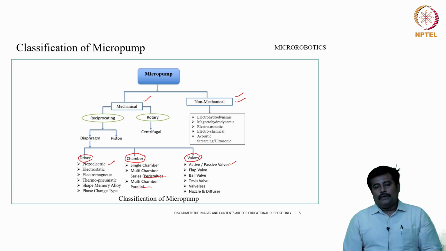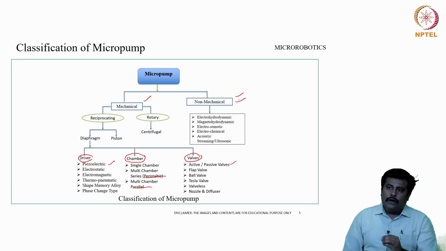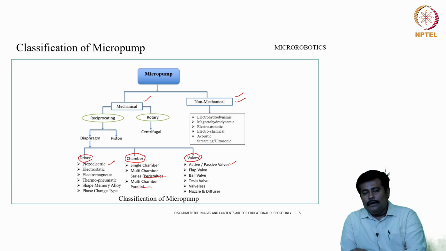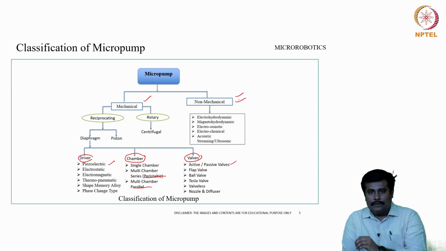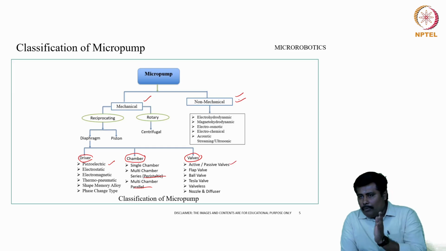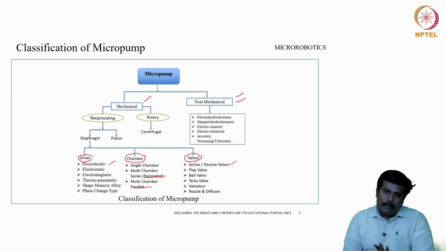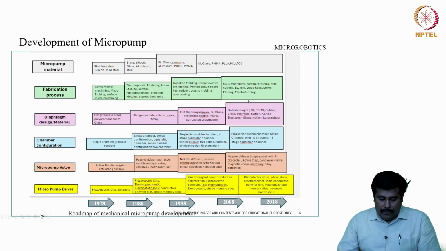Ideally, among these particular classifications, the selection of micropump is basically decided by the availability of the appropriate actuation mechanism, as well as by the appropriate usage or applications. We can select the micropumps based on our requirement.